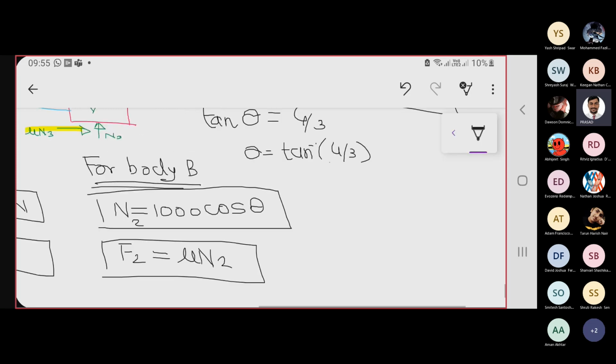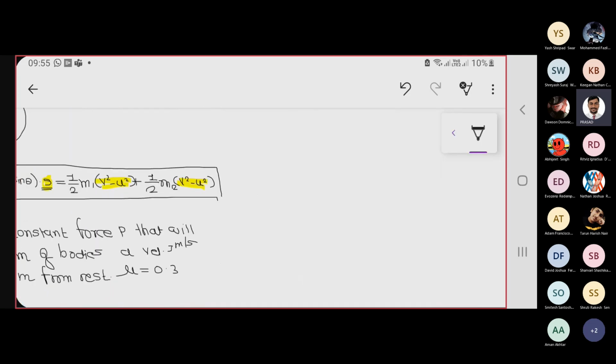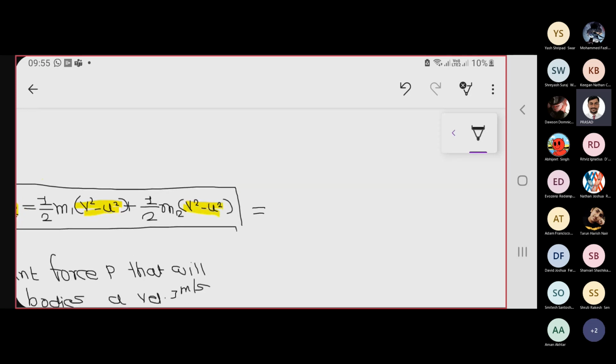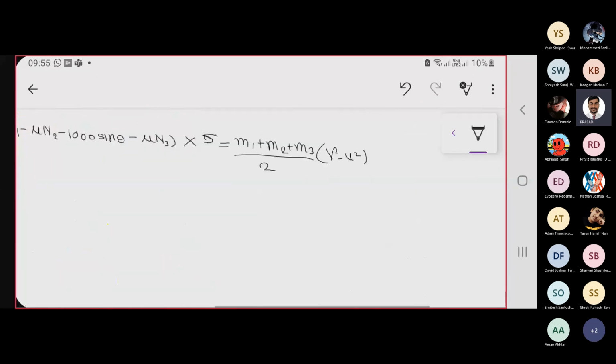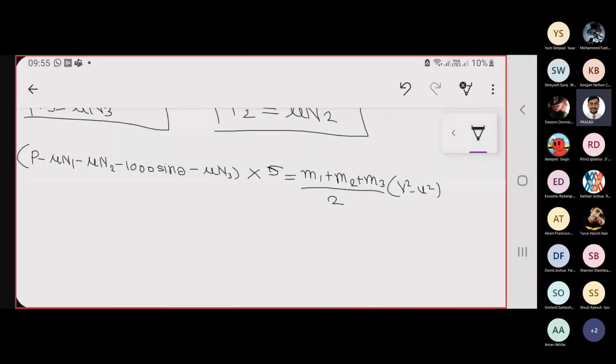How can we write this? I'll go back to the connected body equation here. See, here half and v square minus u square are common. So if you keep m1 plus m2 divided by 2, then v square minus u square. Okay, so this is the final equation. From this you can find the value of P. If you substitute all of this, you can easily get the value of P. So this is all about the work energy principle.